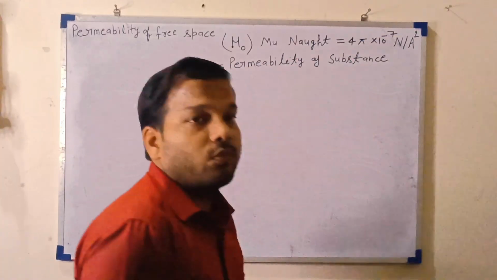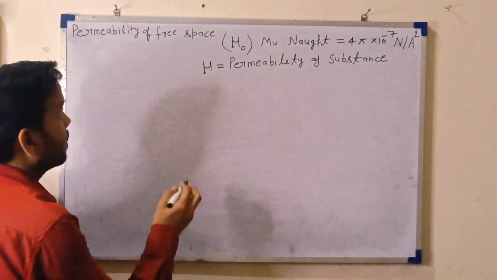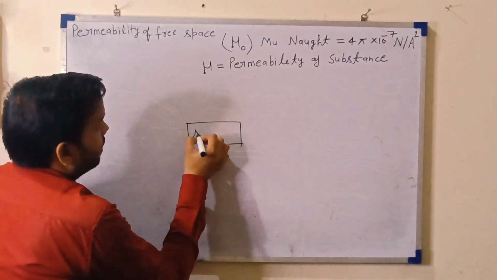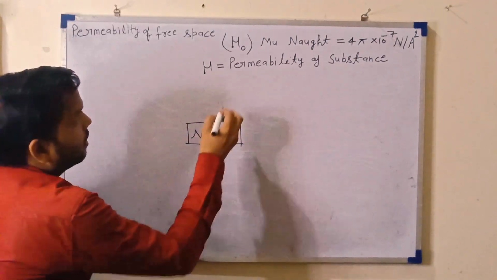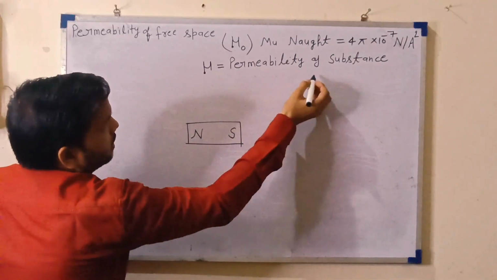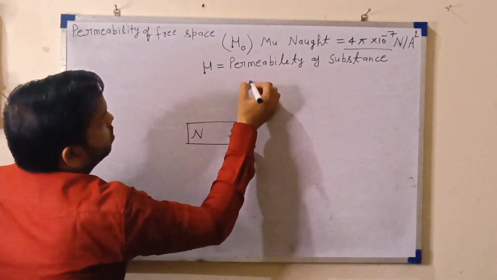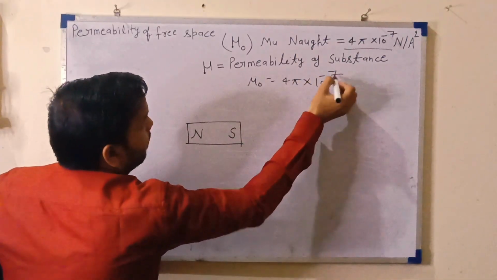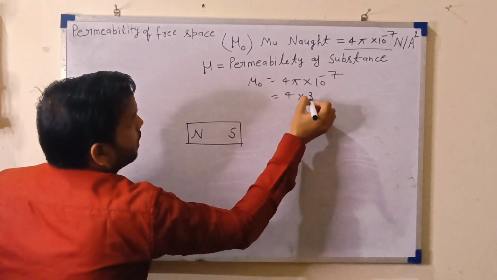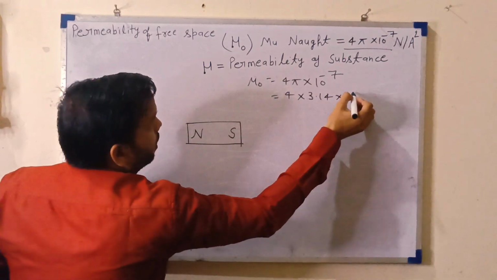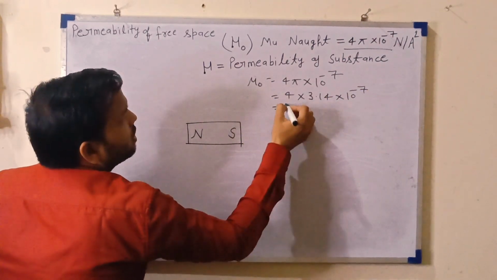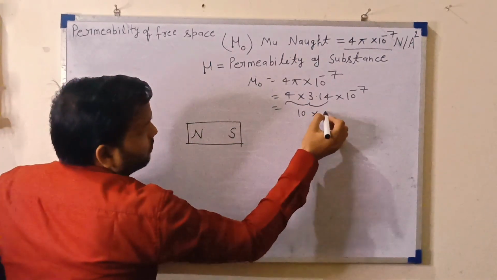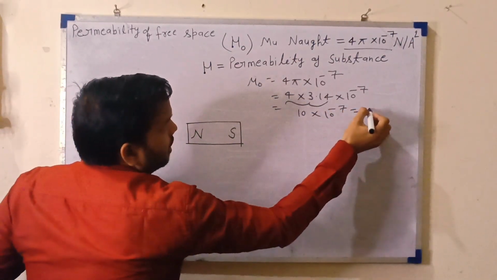Now let's start the case of air or vacuum. Suppose there is a magnet, N and S. The value of mu naught is given here. So mu naught is 4 pi into 10 to the power minus 7. It means 4 into 3.14 into 10 to the power minus 7. Suppose this value almost comes to 10. Almost, suppose 10 to the power minus 7, it means minus 6.